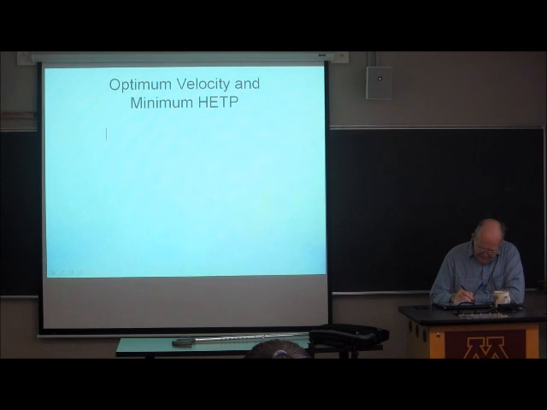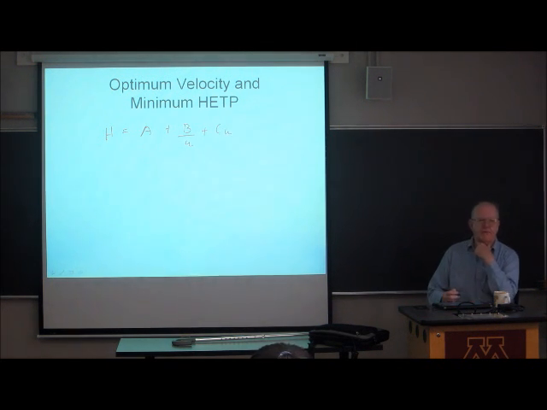And so you have your numbers for A, B, and C. If you want to find the optimum velocity, you set the derivative of the HETP with respect to the velocity equal to 0. That comes straight out of Calculus 1, maybe week 2.